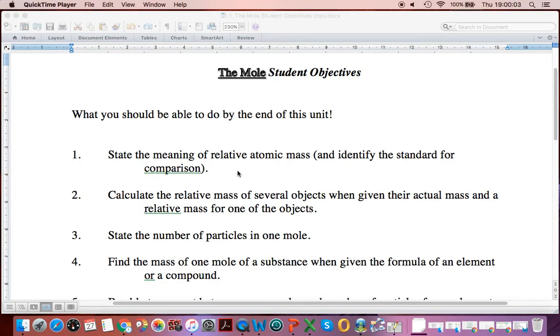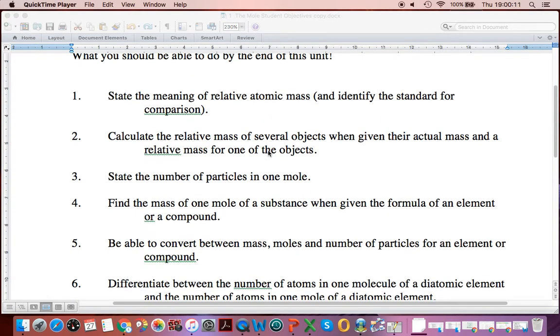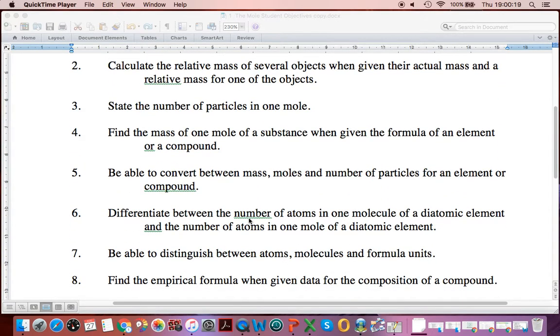So one of the things is you're going to have to know something called relative atomic mass. So the atomic masses in the periodic table will start to make more sense. Number two, we're not too worried about. Number three, very easy, knowing what a mole represents. Number four, being able to go from mass to moles and moles to mass, some nice conversions.